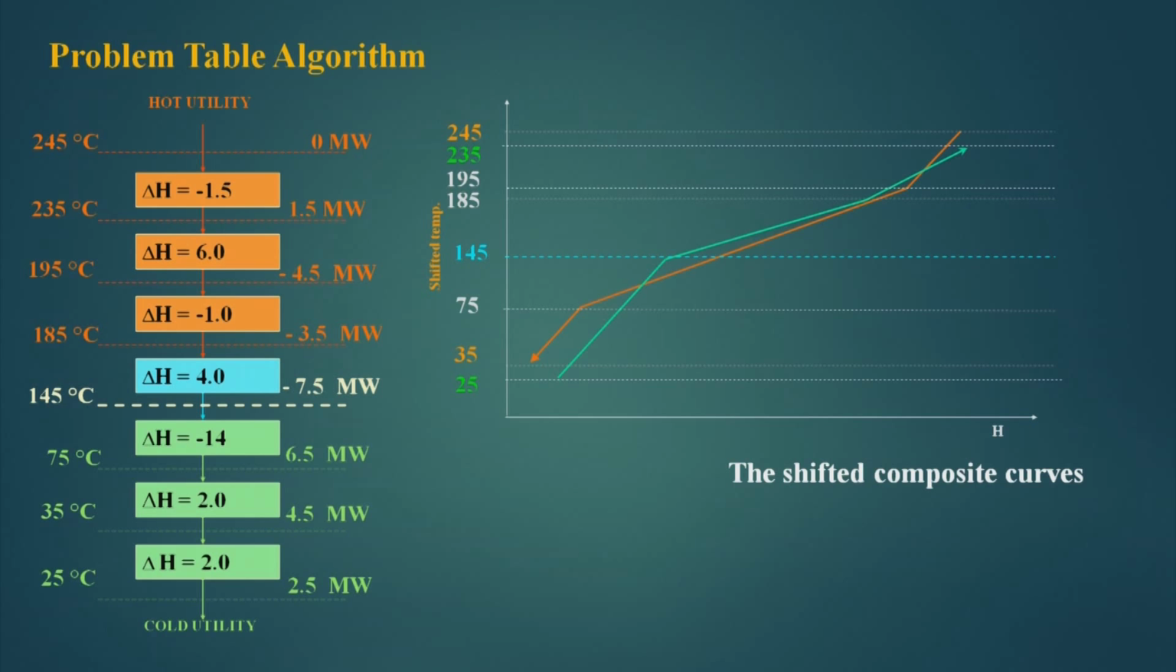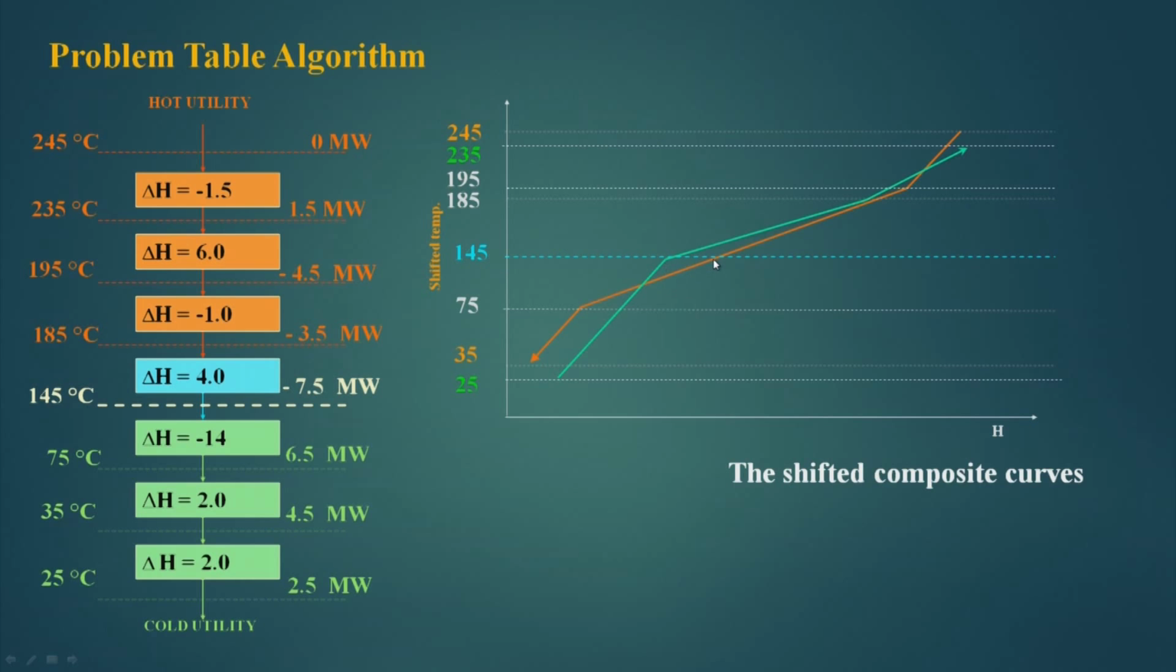In the previous lectures, I have clearly told that for feasible heat transfer to take place, the composite hot curve should be above the composite cold curve, so that heat transfer takes place from hot to cold. Now, in this situation, it is not possible for all parts of the hot composite curve to give heat to all parts of the cold composite curve. In fact, it shows as if heat is passed from the cold composite curve to the hot composite curve, and that is why it is an infeasible solution.